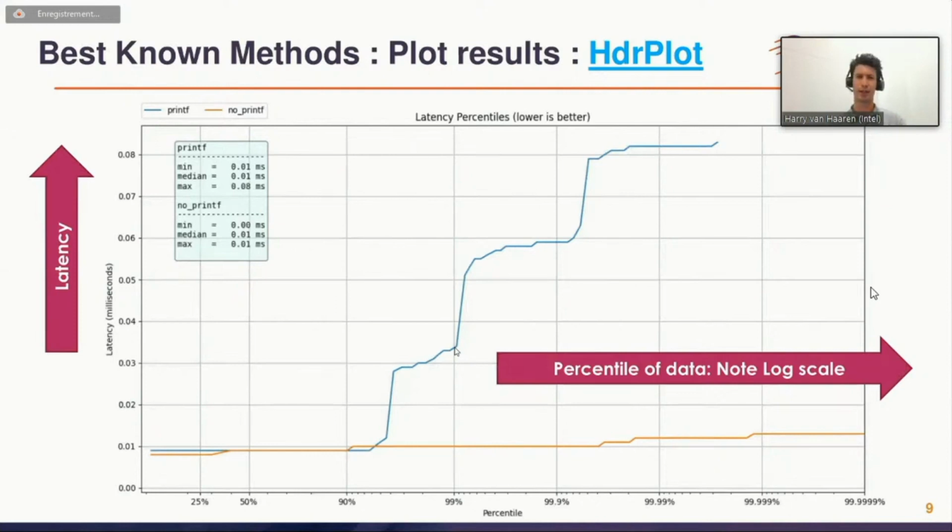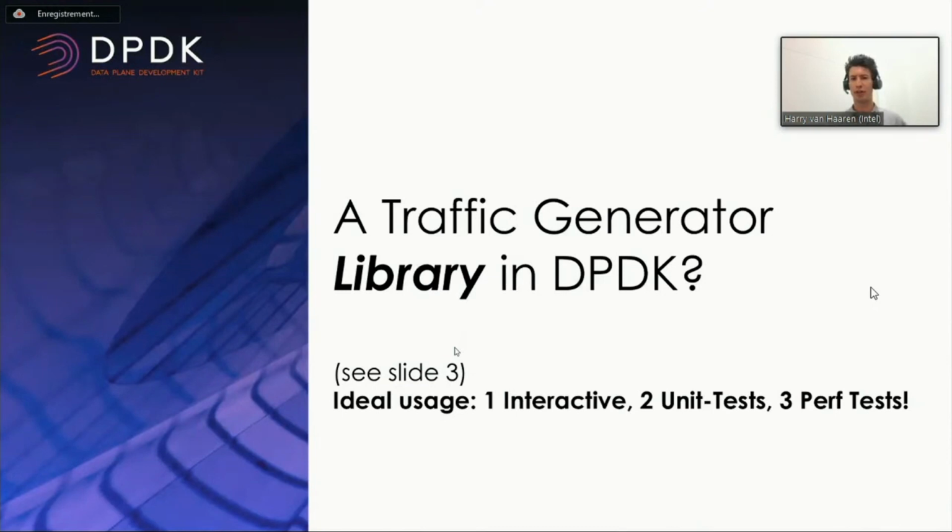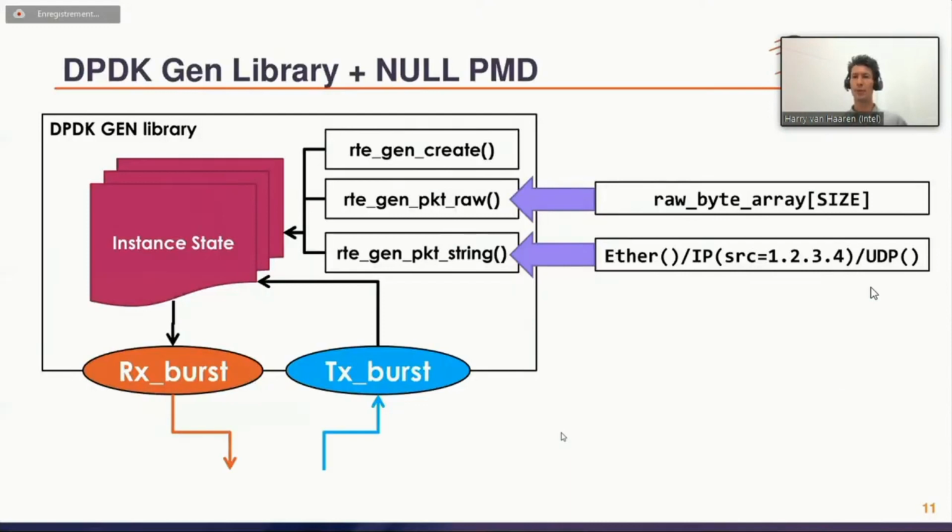So that said, that's my request. That's what I want. Why would we build a traffic generator library in DPDK? As per slide 3, I mentioned interactive usage, unit tests, and performance tests. Those are my three things I want to do with this library. So hypothetically, say we were to design a library that looks like this. Very small API space. There's a few more helper functions, but let's not talk about the detail.